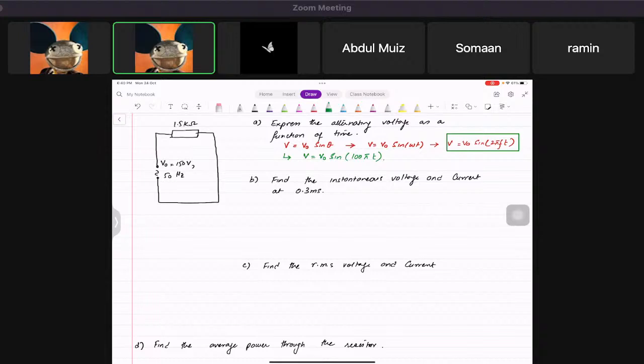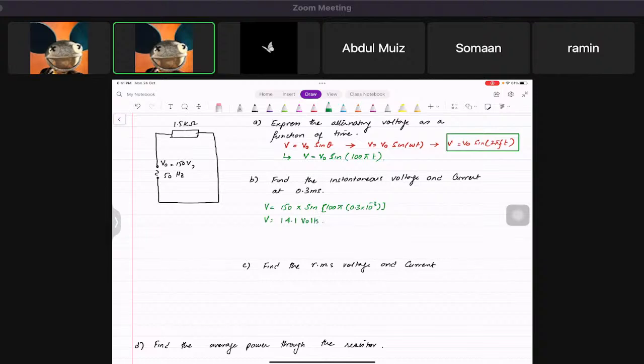Now, for the instantaneous voltage, we have to use the same equation. They say you need to find the current and the voltage. So for the voltage, I'm going to use the peak voltage. The peak voltage was 150 times sine of 100 this, and 0.3 millisecond is 0.3 times 10 raised to minus 3. Then we can simplify this, and that's going to give us about 114.1 volts. You can also check it.